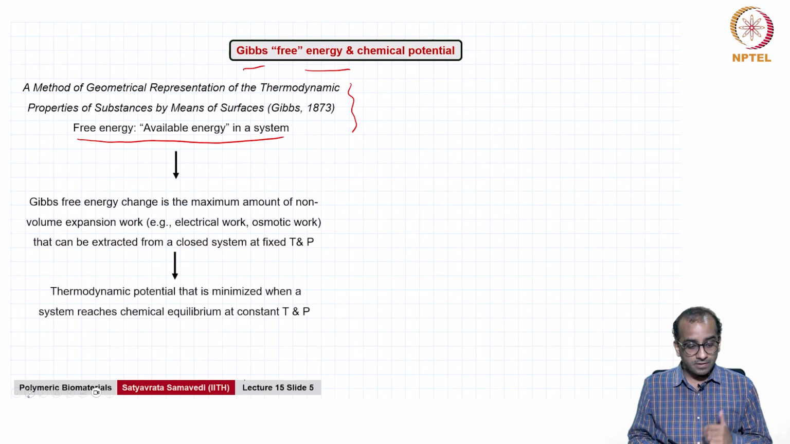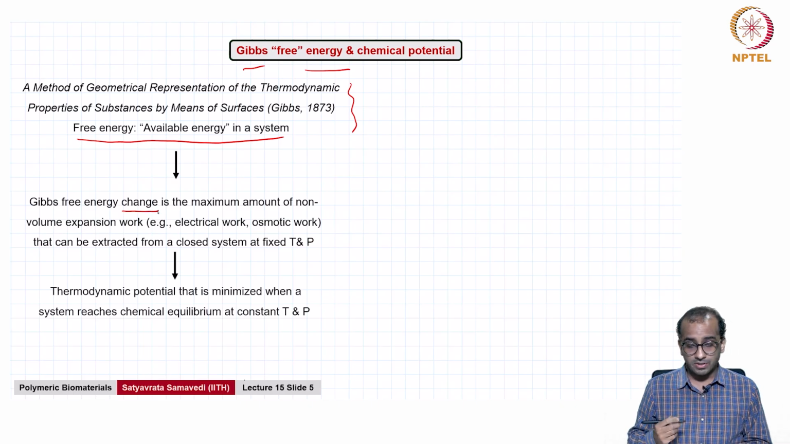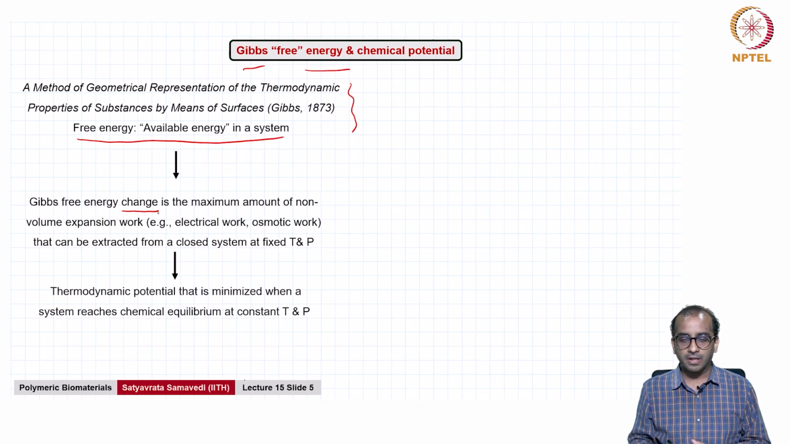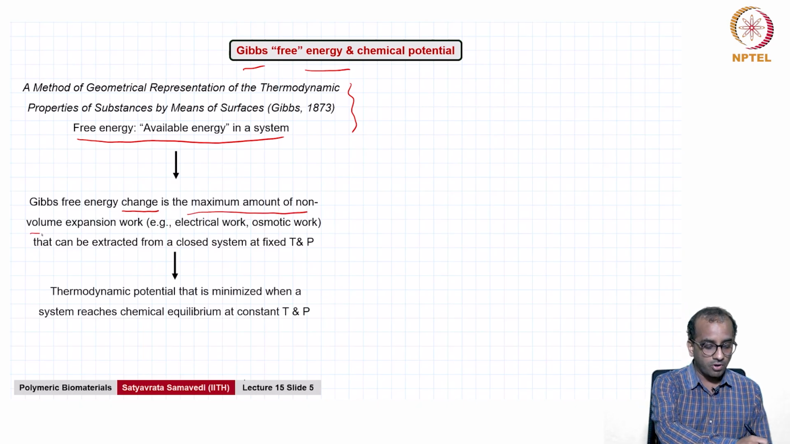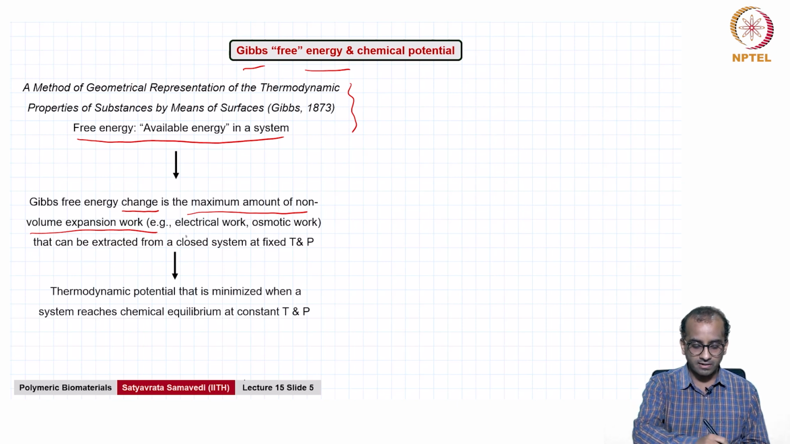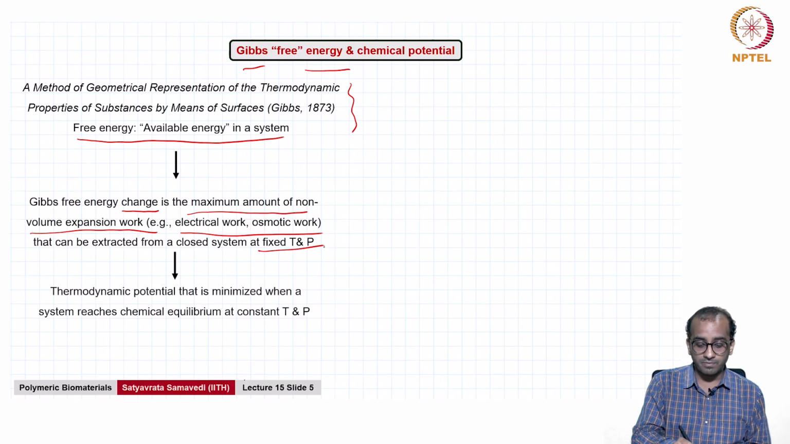So, like I said, Gibbs's energy or free energy change, and notice that we are talking about change here, because in thermodynamics very often we are not interested so much in absolute quantities, especially in classical thermodynamics. We are more interested in changes in these quantities which are measurable. Thermodynamics, as abstract as it might sound, is largely interested only in quantities that are measurable. So, if the change in Gibbs energy is measurable, then we are interested in it, and it turns out that it has a very practical value also for us. In essence, it is the maximum amount of non-volume expansion work, this could be electrical work, osmotic work, etc., that can be extracted from a closed system at a fixed temperature and pressure.